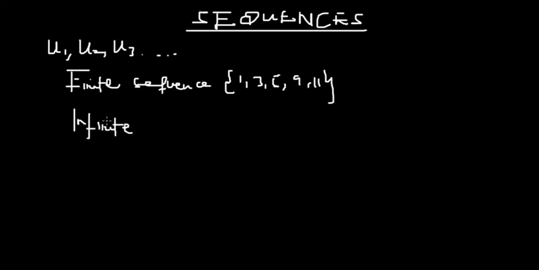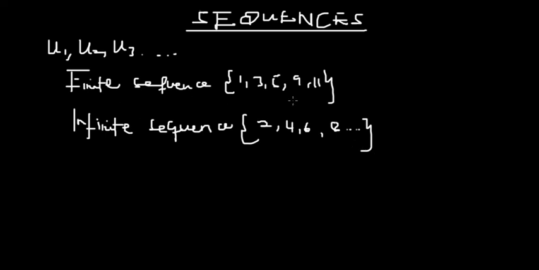Infinite sequence. When you talk about infinite sequences, those are the kind of sequences that do not end, something like 2, 4, 6, 8, and then you continue like that. So these are infinite, they do not end. Finite sequences end; they start at a point and then end at a certain point.